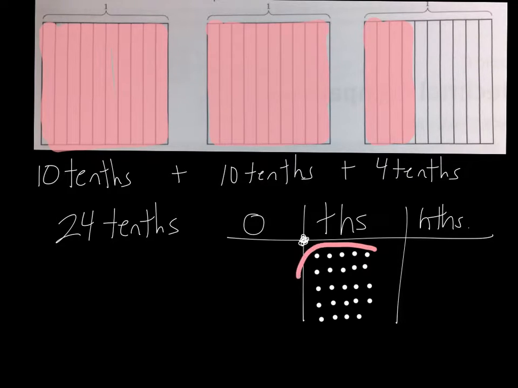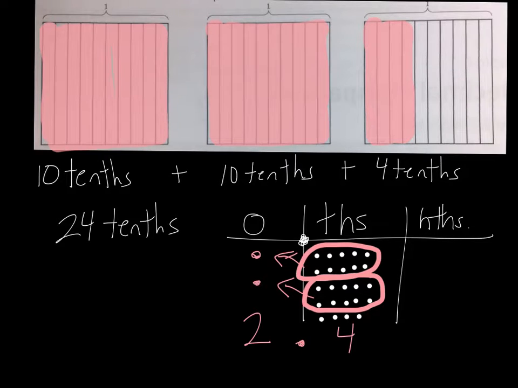So here I can bundle my groups of 10. So I have one group of 10, two groups of 10. And what I do with those after I bundle them is I can move them over here to my ones. So these 10 tenths become 1 one. These 10 tenths become 1 one as well. So altogether I have 2 ones. I have 4 leftover tenths.